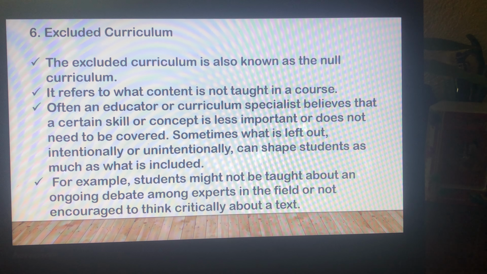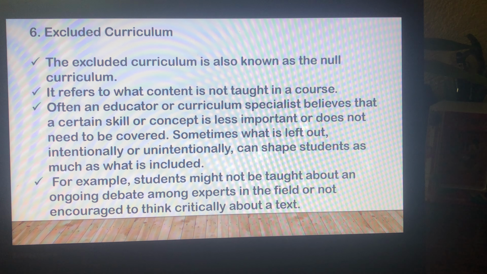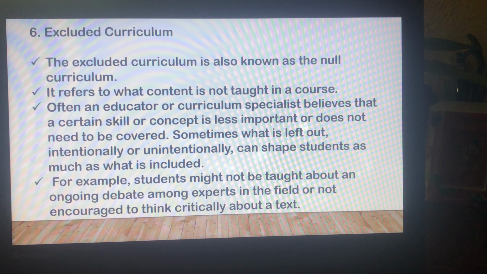Sometimes what is left out, intentionally or unintentionally, can shape students as much as what is included. Students might not be taught about an ongoing debate among experts in the field, or not be encouraged to think critically about the text, but still they are learning it. For example, no teacher is teaching students to be part of a fraternity or sorority, but students are still part of it. And there are a lot who are dying because of the hazing that is included in this. And this happens in the school setting. So it can be part of an excluded curriculum.